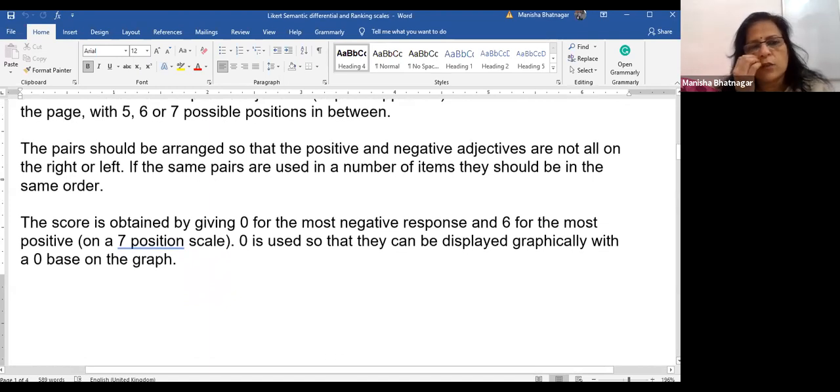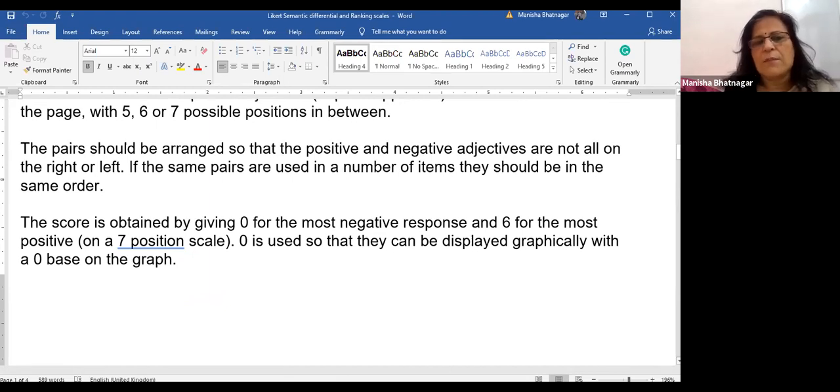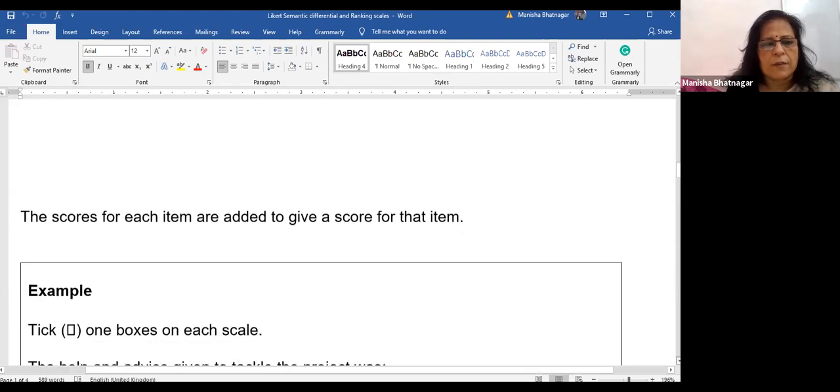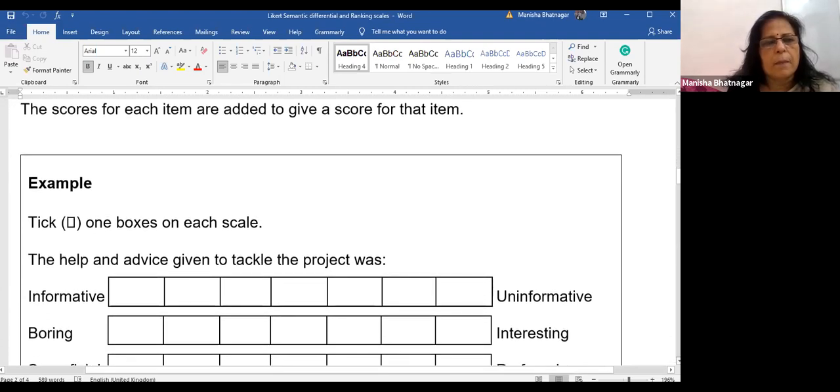Now, the pairs should be arranged so that the positive and negative adjectives are not all on the right or the left. If the same pair are used in a number of items, they should be in the same order. And the score is obtained by giving 0 for the most negative response and 6 for the most positive. 0 is used so that they can be displayed graphically with a 0 base on the graph. This is an example. So what we do is we add up all the scores from 0 to 6, whatever the person has given as his choice, and then total them and see what his score is.